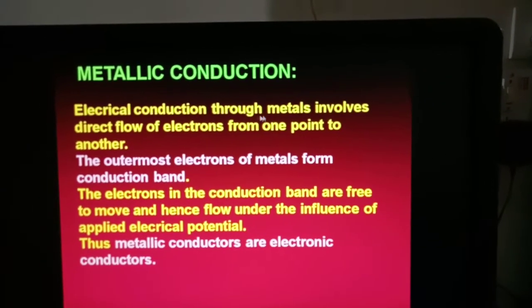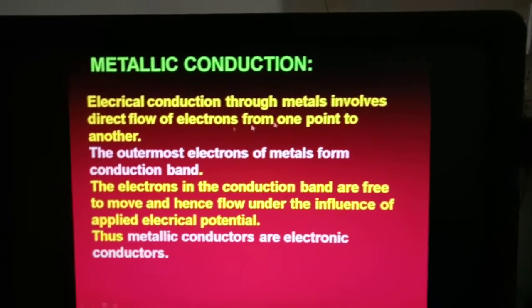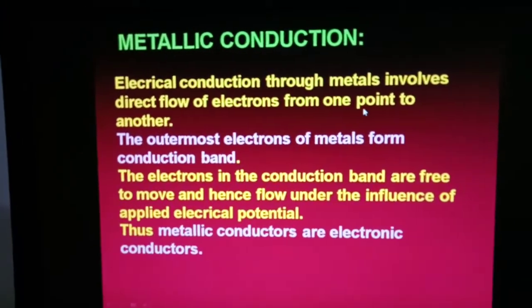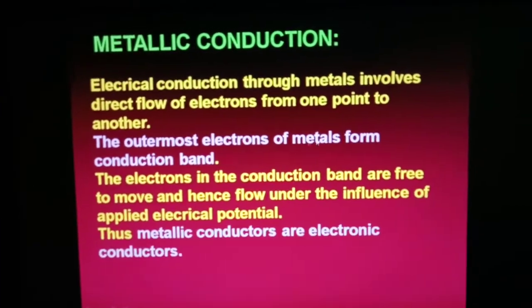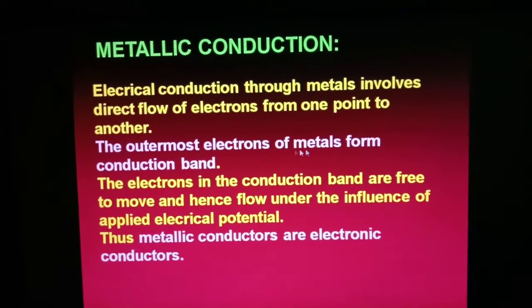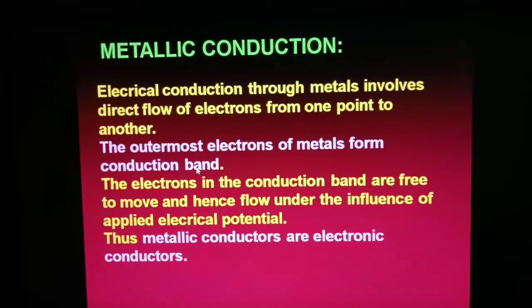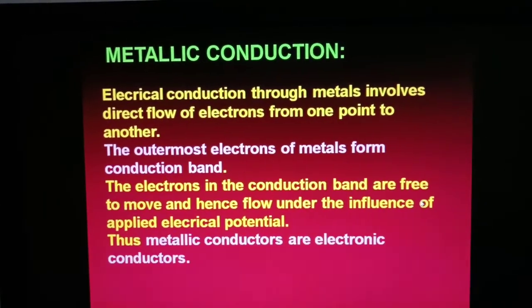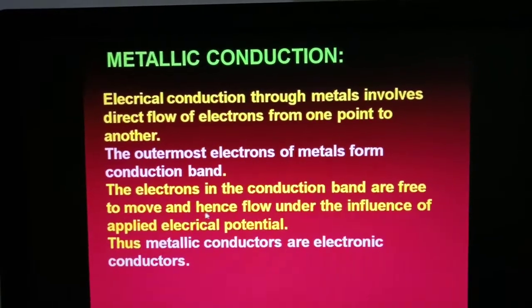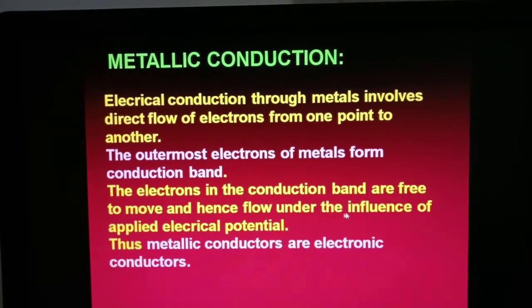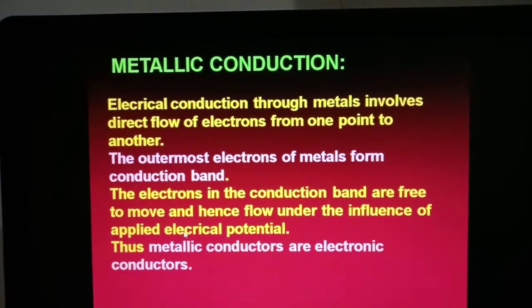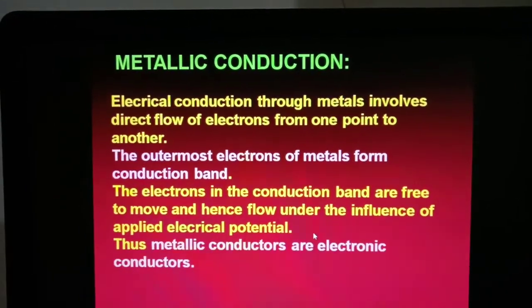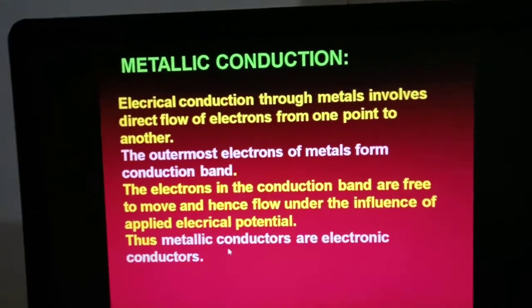Electrical conduction through metals involves direct flow of electrons from one point to another. The outermost electrons of metals form the conduction band. The electrons in the conduction band are free to move and hence flow under the influence of applied electrical potential. Thus, metallic conductors are electronic conductors.